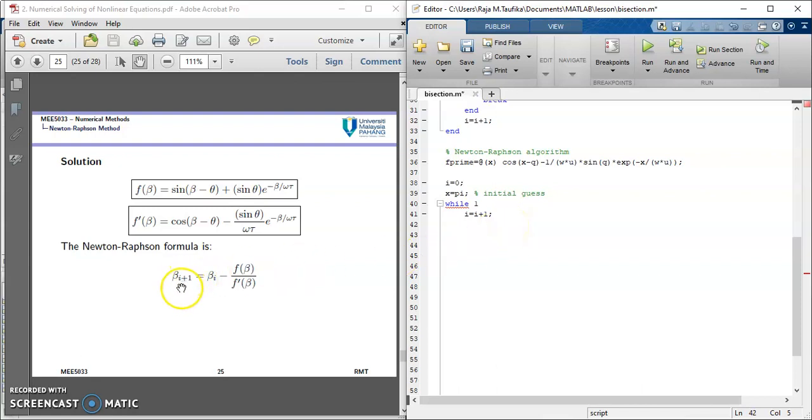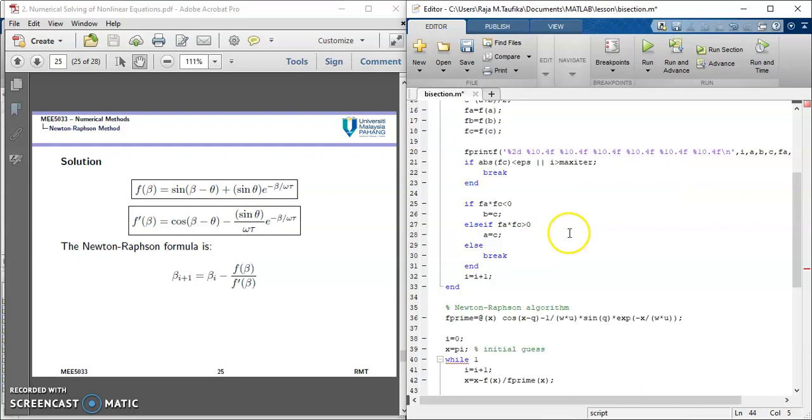So we don't really bother about subscript i plus 1 and i, because in programming, when we write it in this manner, x equals x minus f(x) divided by f prime(x), automatically the variable on the left hand side becomes the updated value, and the right hand side is the current value. So we don't really bother about the subscript i. Then we continue with the breaking condition or stopping criteria.